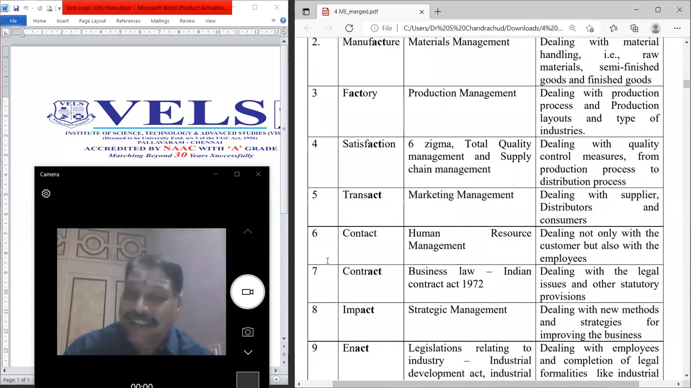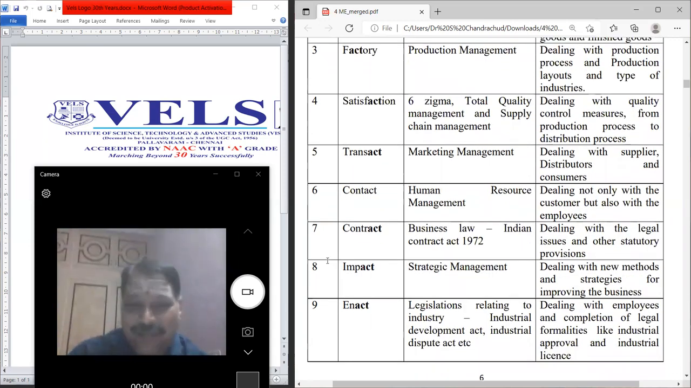Then about the transact, we should learn marketing management. So dealing with the supplier, distributor, and the other stakeholders, we should know what the concepts involved in marketing management are. Then contact. Contact is nothing but human resource management. So dealing not only with the customer, but also with the employees. Because the company which has good human resource management will definitely survive in the long run, and there will be enough improvement in the business.